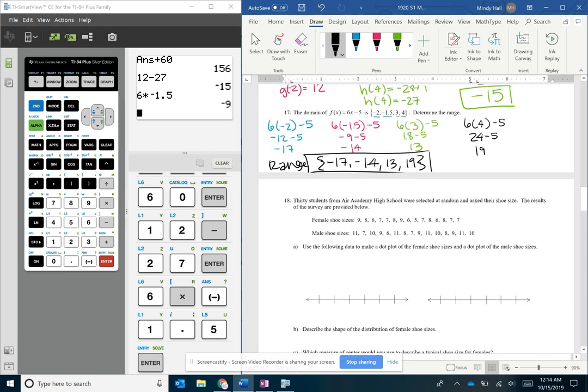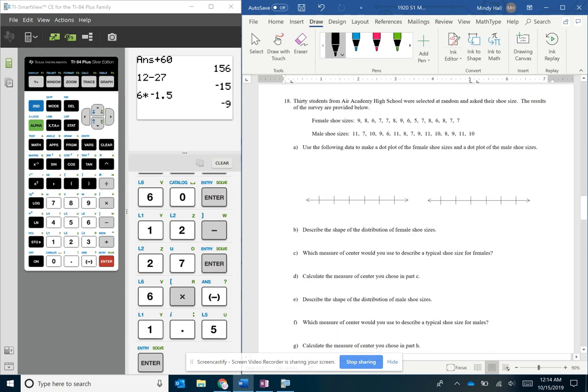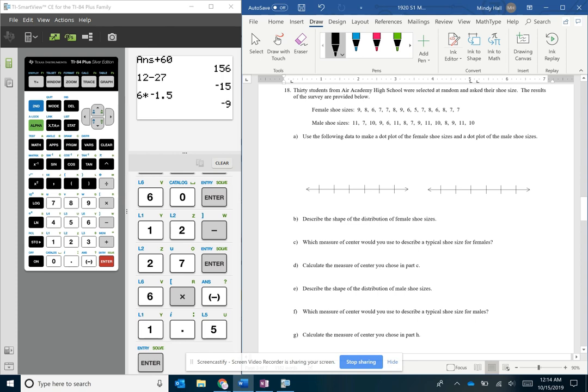All right. So now we are getting into our actual stats stuff. We have 30 students from Air Academy High School who were selected at random and asked their shoe size. The results of the survey are provided below. We are going to make a dot plot. So looking at female shoe sizes, we have them ranging from 6 to 9. So I'm just going to have 5, 6, 7, 8, 9, 10. And boys, let's see, they go up to 11. So actually, we'll go up to 11 since they do.